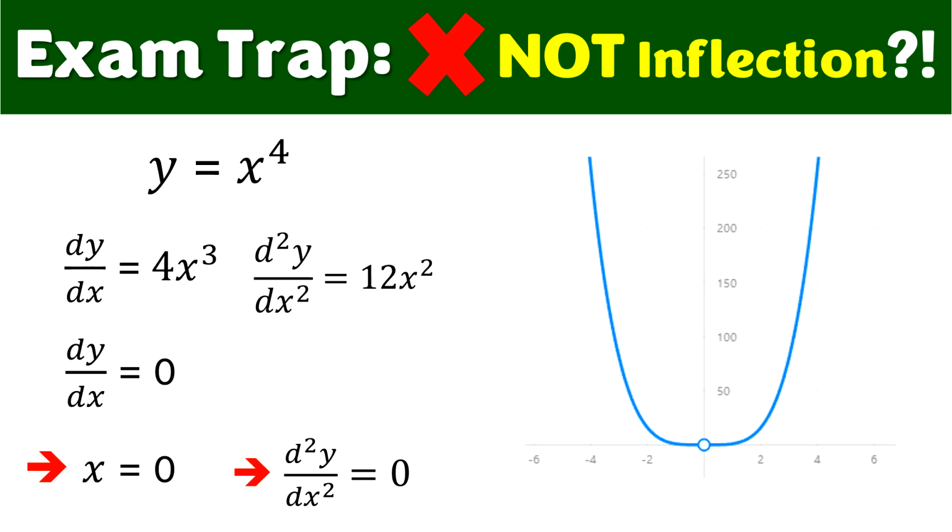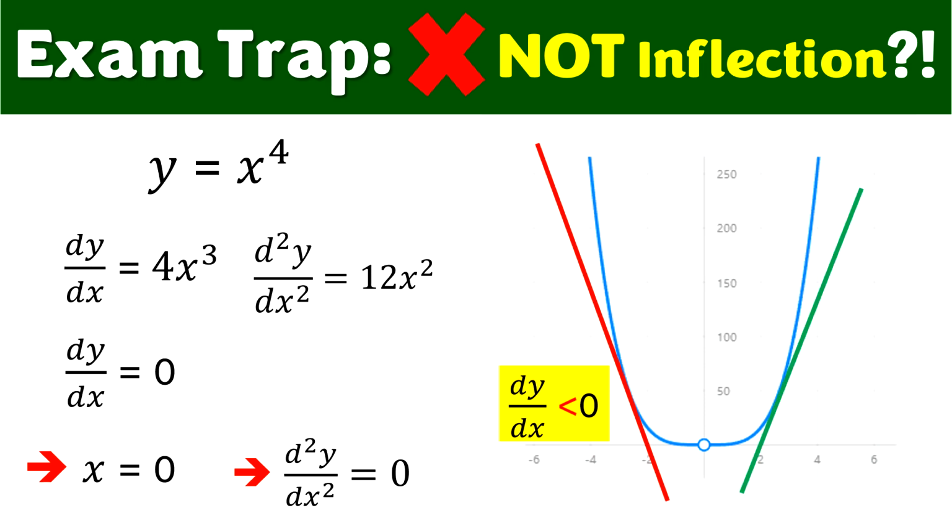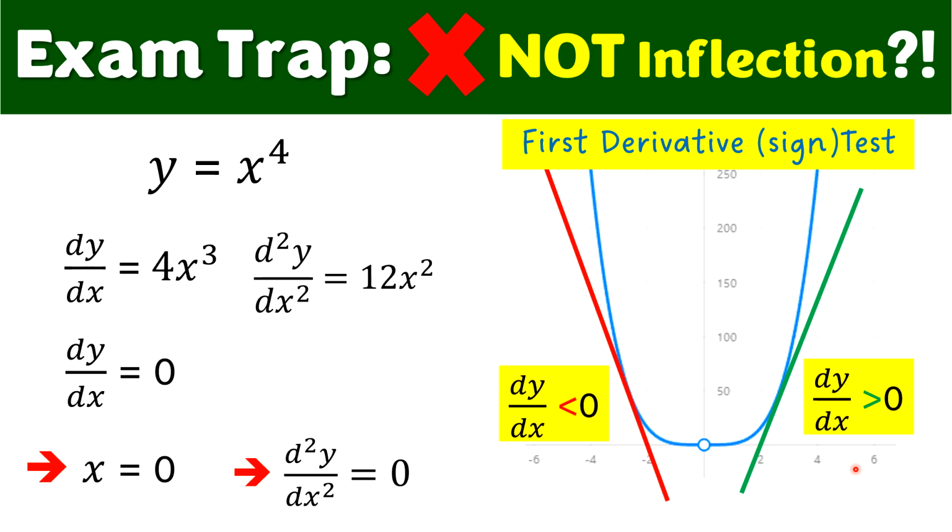So what we need to do here is check the sign of the gradient function. If I check dy/dx on the left side of the function, I get dy/dx less than 0, and on the right side, I get dy/dx greater than 0. So what happened here is there is a change of sign for the gradient function. In this case, this is what we call the first derivative test, or in some cases the sign test. Now this is a very important concept that everybody must know.